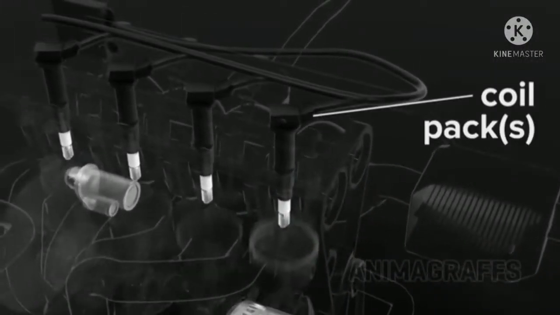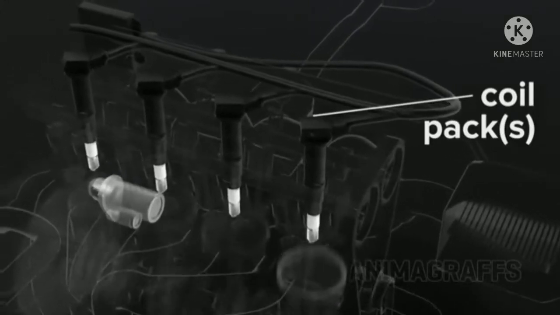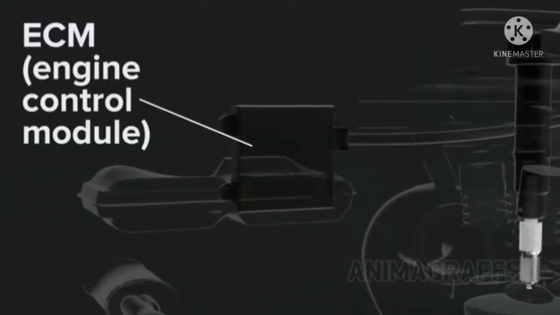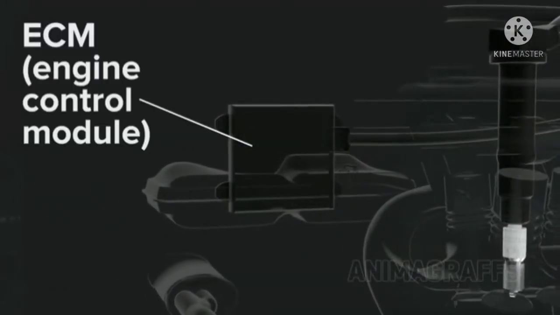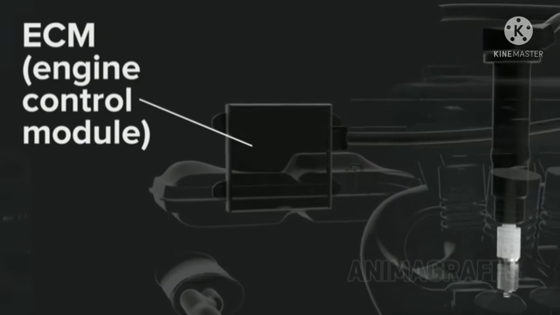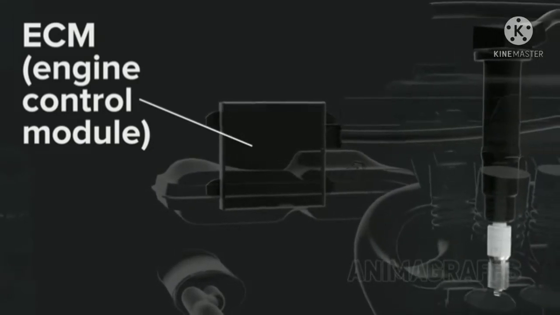The coil pack delivers electrical current to the spark plugs as directed by the ECM, or Engine Control Module. The ECM is a computer that directs many core engine functions like spark timing, valve open and close timing, air-to-fuel ratio, etc.